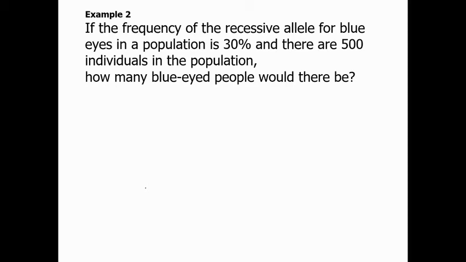If the frequency of the recessive allele for blue eyes in a population is 30%, and there are 500 individuals in the population, how many blue-eyed people would there be? Well, let's find out what we're given first.